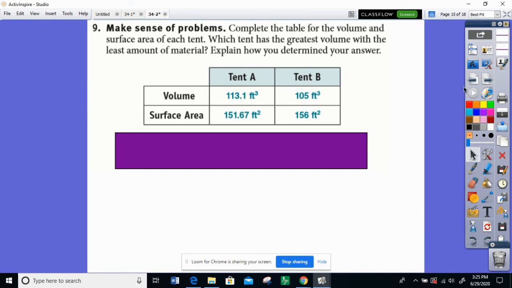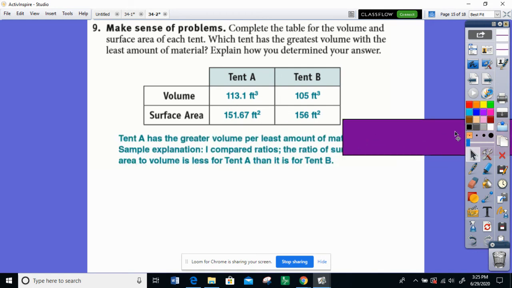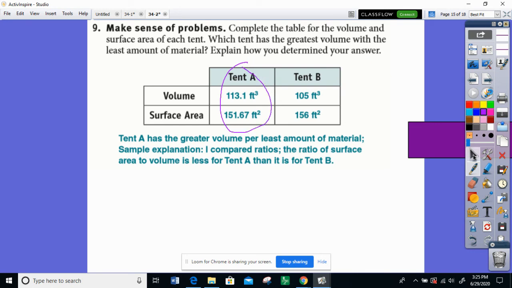So here is a comparison of the volumes and surface areas for the two tents. Which tent has the greatest volume with the least amount of material? Well, tent A has larger volume and less material. You could work that out by comparing ratios. 113.1 divided by 151 is going to be larger than 105 divided by 156. So the tent that she would want to buy would be tent A.